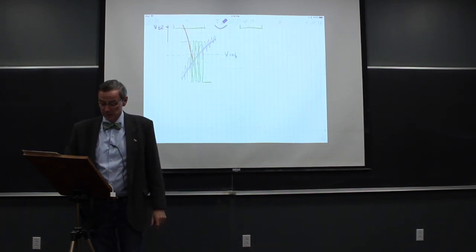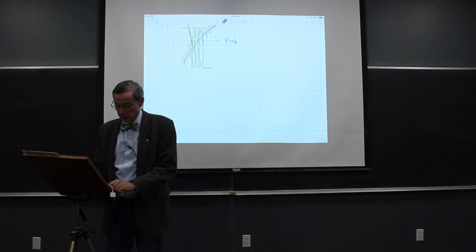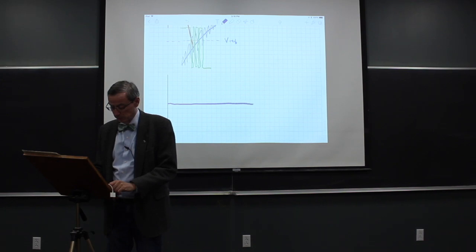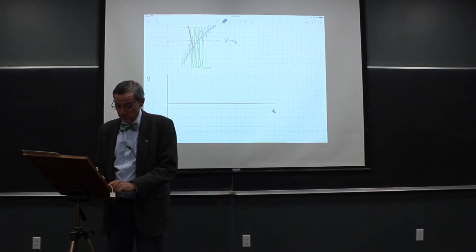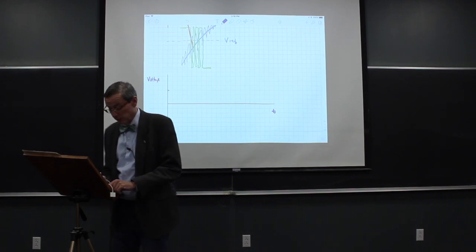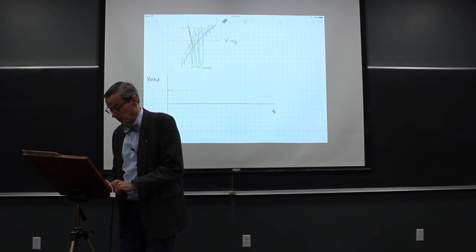We might consider something where instead of one threshold, we have two thresholds. So here's the time, voltage, and take this as the nominal Vref, and maybe we have a lower one.